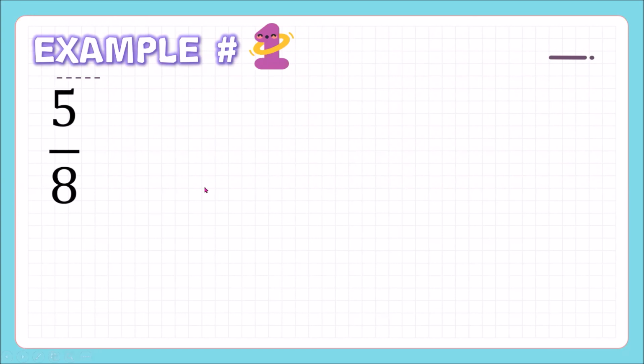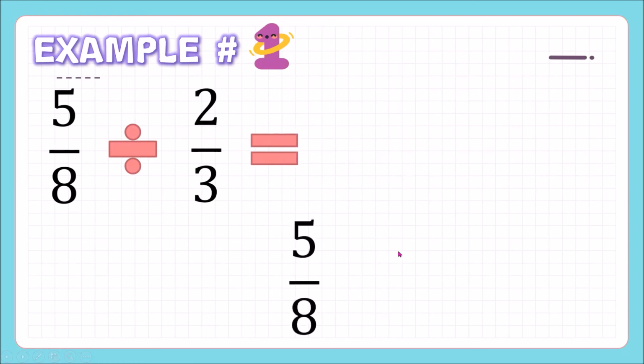So let's have this example. So 5 over 8 divided by 2/3. So 5 over 8. So we need now to proceed in multiplication, but get the reciprocal of 2/3. The reciprocal of 2/3 is 3 over 2. So we need to switch the 2. So your numerator will become denominator and your denominator will become your numerator. So that is 3 over 2.